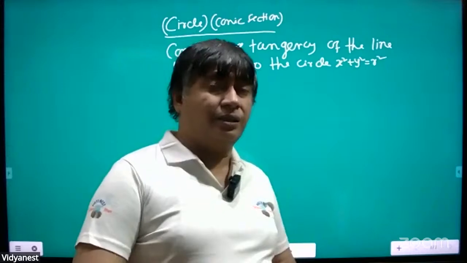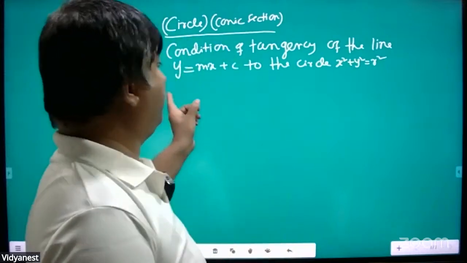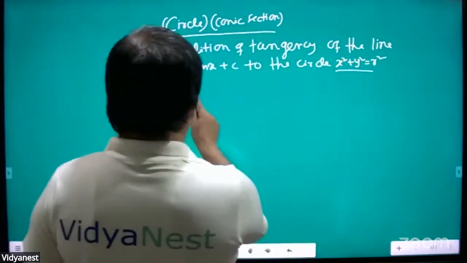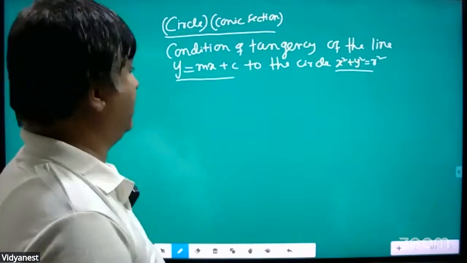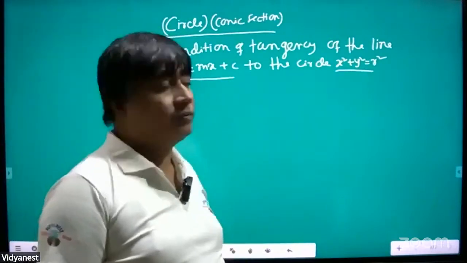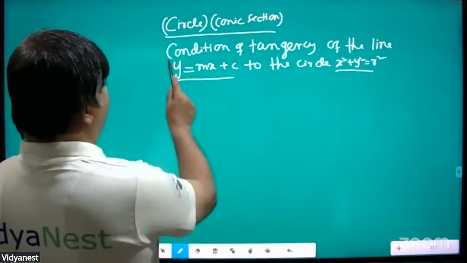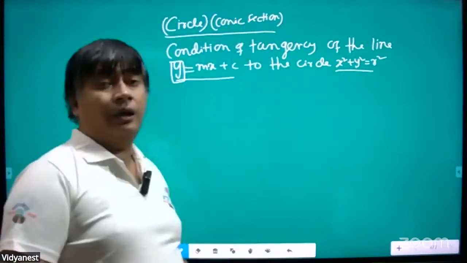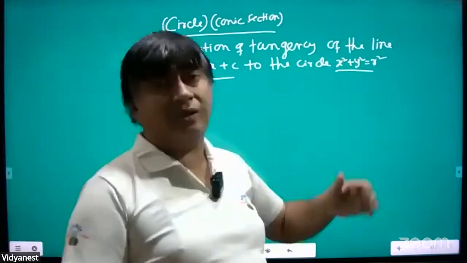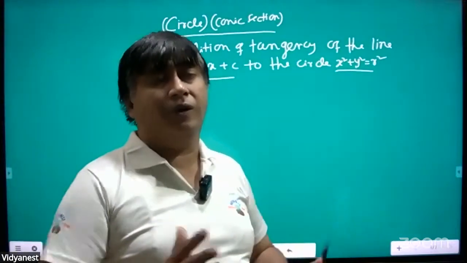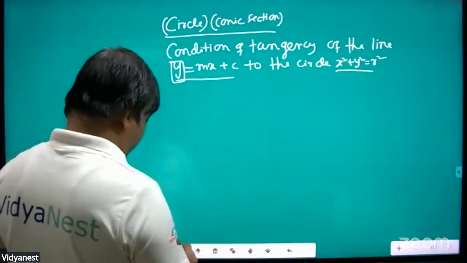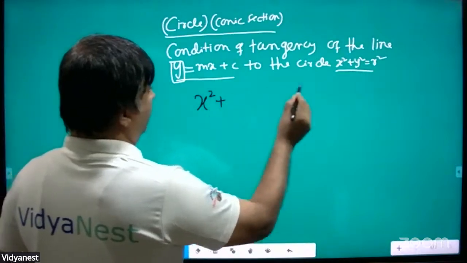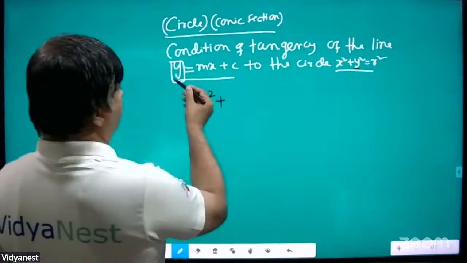Now, to get this condition, we have to find one quadratic equation using this circle and this linear equation. How to make that quadratic? कैसे होगा? ये जो y का वैल्यू है, इसको उठा के यहाँ पे पुट करना पड़ेगा. अगर पुट करो तो ये एक क्वाड्रेटिक इक्वेशन इन x ये फॉर्म में आएगा. So you observe: x square, in place of y I will place this y.